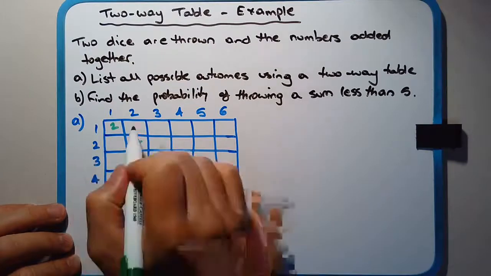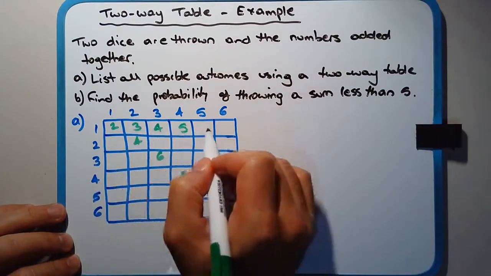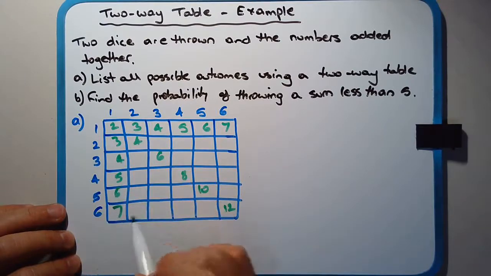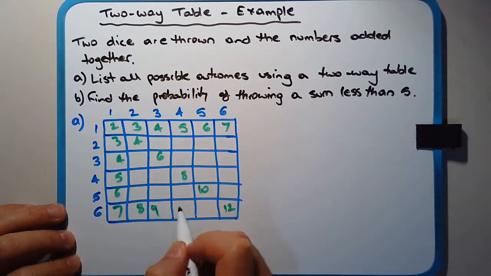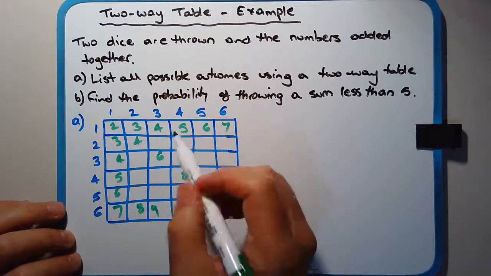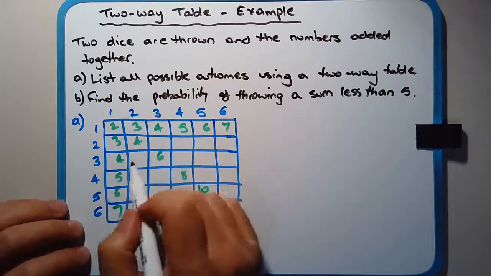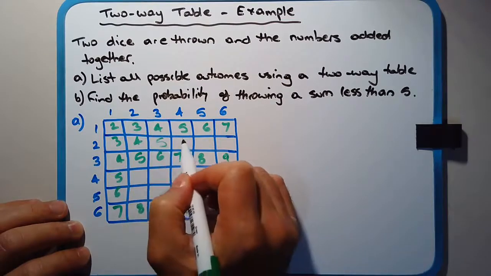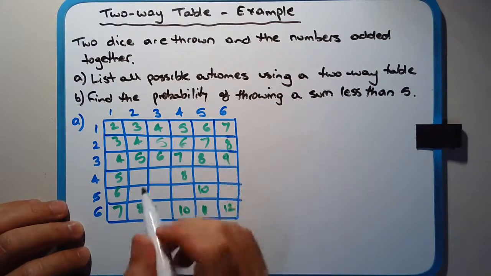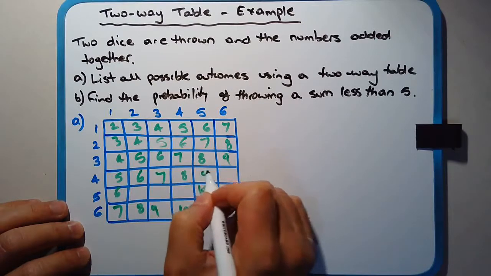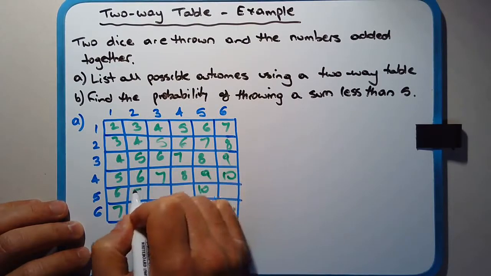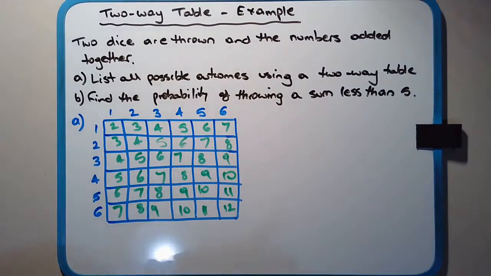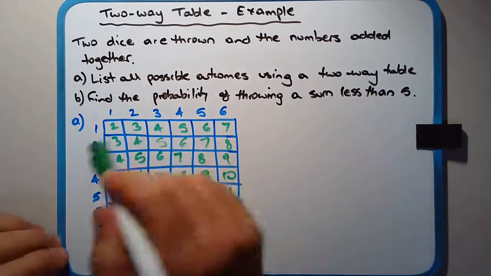Good thing about this is that there's a pattern to it, so you can just follow the pattern. 3, 4, 5, 6, 7, 8, 9, 10, 11. And it's symmetrical as well. So 5, 6, 7, 8, 9, 5, 6, 7, 8, 5, 6, 7, 8, 9, 10, 6, 7, 8, 9, 10, 11. Okay, so there's our two-way table, and what you'll notice is that there's 36.